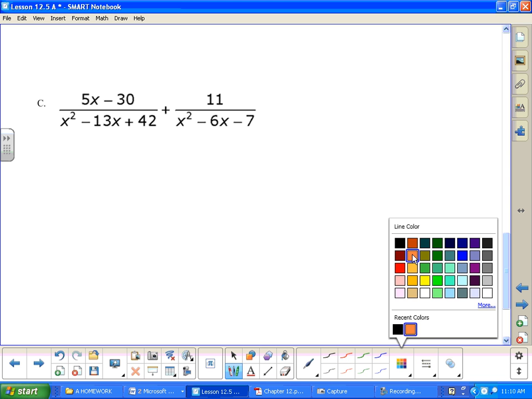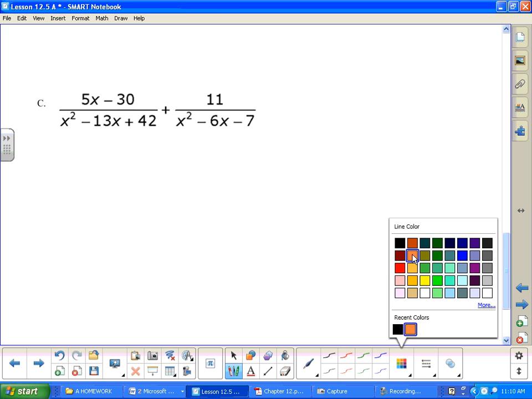Okay. Now, do these have a common denominator? No. All right. So they're totally different, aren't they? So that means I need to multiply the left side by x squared minus 6x minus 7, and the right side by x squared minus 13x plus 42, right? Okay. That would be a lot of work, wouldn't it? Okay. Is there an easier thing we can do to help make this a little better way to do it?